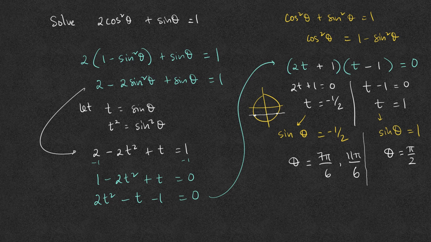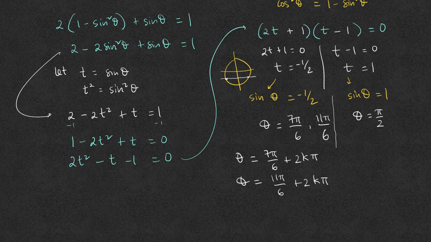These are the principal solutions in the interval 0 to 2 pi. The general solutions are therefore 7 pi over 6 plus 2k pi. Theta equals 11 pi over 6 plus 2k pi. And the reason why we're adding 2k pi is because sine has a period of 2 pi. And theta equals pi over 2 plus 2k pi.